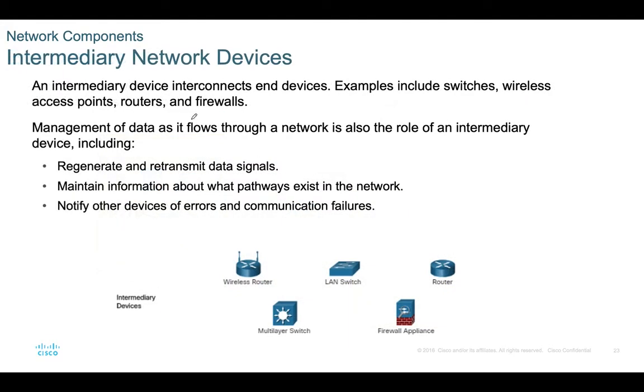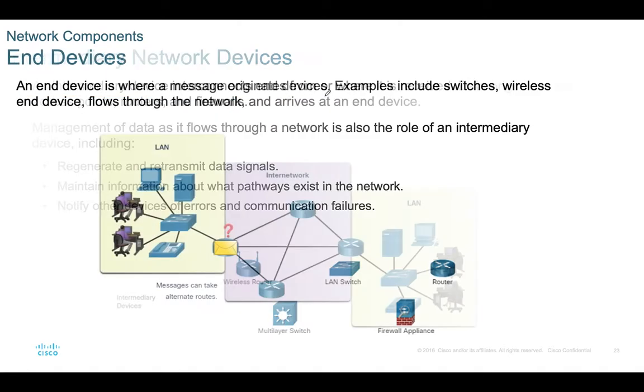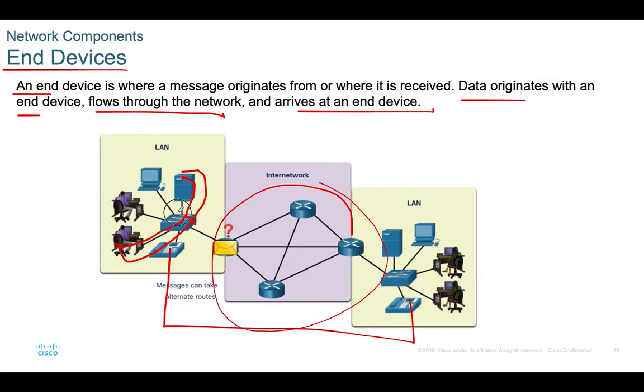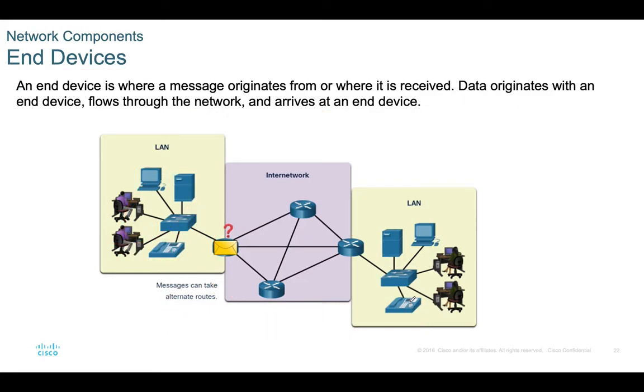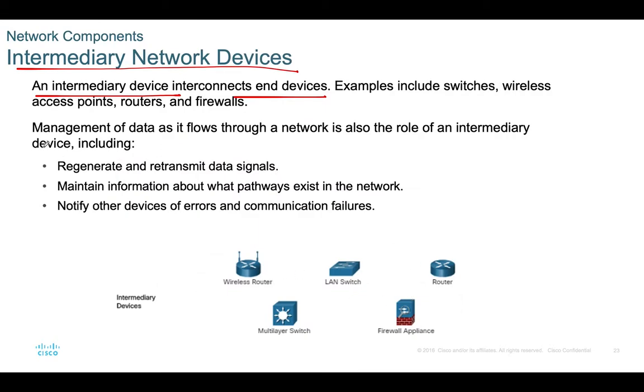Next is intermediary network devices. An intermediary device interconnects end devices. Let's go back. This switch is an intermediary device because it connects all the end devices. That's the reason why the switch becomes an intermediary device. Same with our router here, because it connects devices from this LAN going to another LAN. Management of data as it flows through a network is also the role or purpose of an intermediary device.